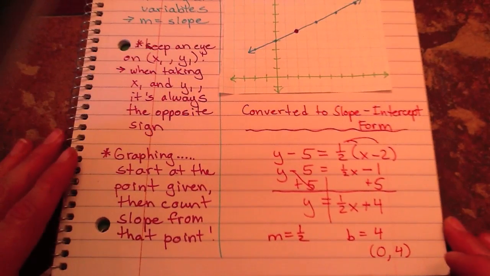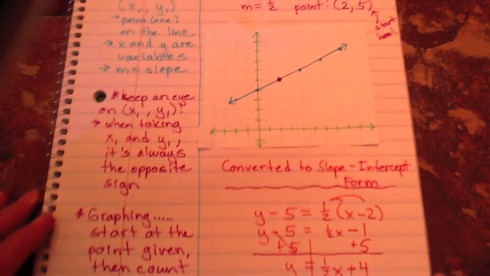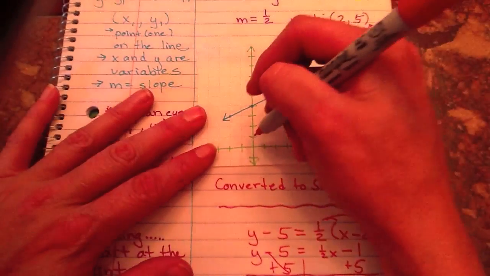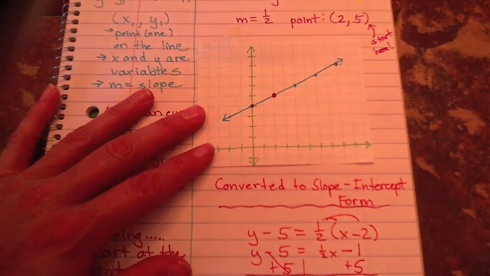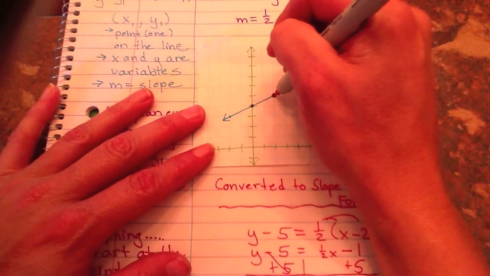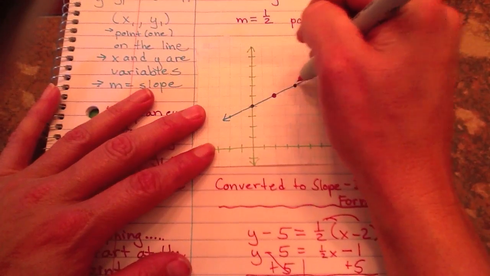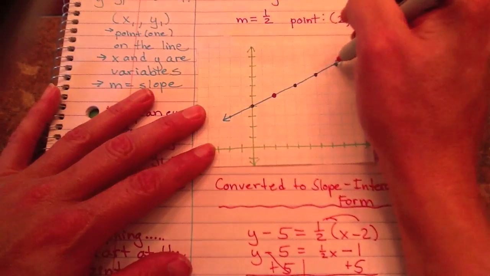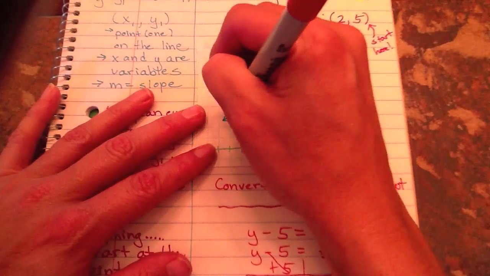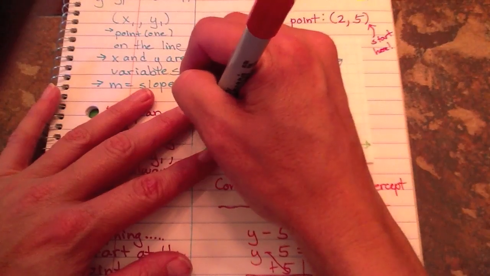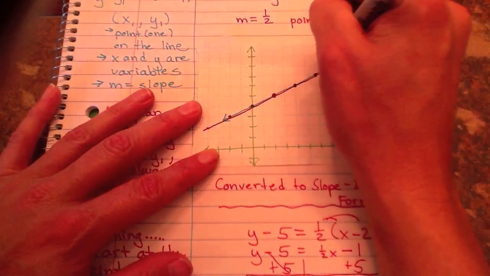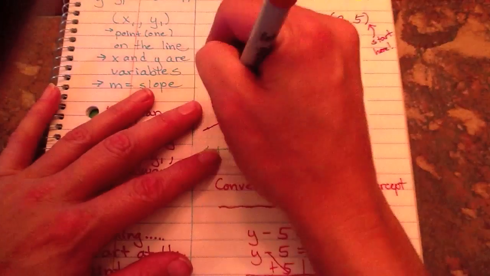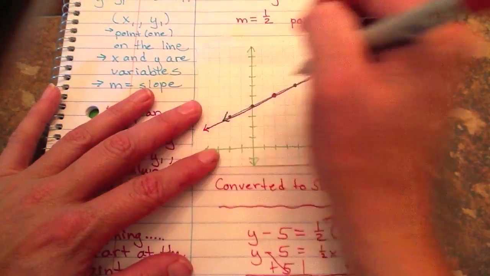So let's go up there and try it. I'm starting at 4 on my y-axis. 1, 2, 3, 4. Notice the points are already matching. Up 1, right 2. Up 1, right 2. Up 1, right 2. Up 1, right 2. Down 1, left 2. Down 1, left 2. And notice you get the exact same line.